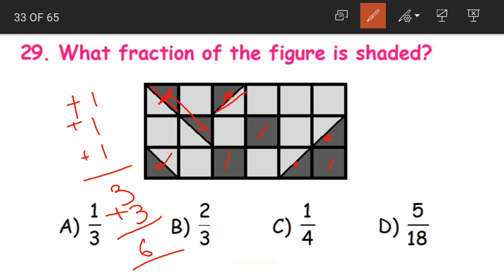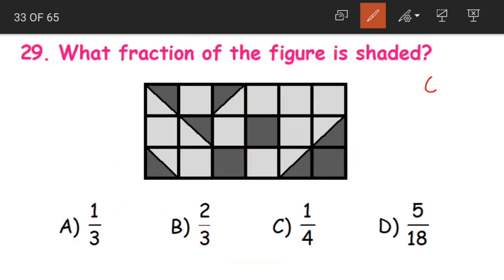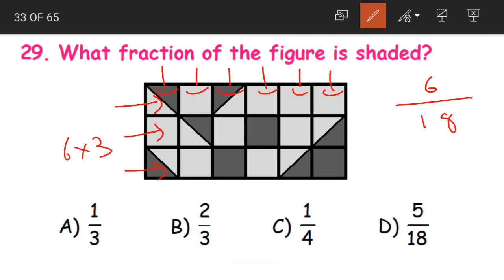In total we are having 6 fully shaded blocks. Understood, children, till now? See, 2 halves make 1. So we are considering these 2 halves as 1, these 2 as 1, and these 2 as 1. So that makes 3 blocks, and then we are having 3 fully shaded blocks. So overall we are having 6 fully shaded blocks. That becomes our numerator. What will be our denominator? 1, 2, 3 into 1, 2, 3, 4, 5, 6. 6 3s are 18. In total we are having 18 blocks. So 6 by 18 is our answer.